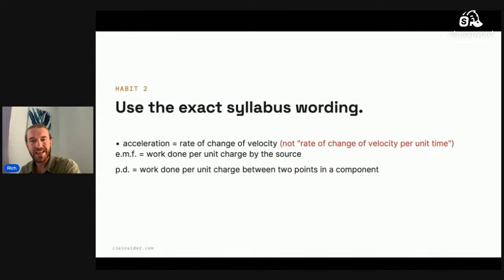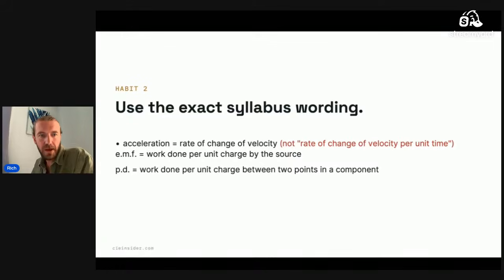But yeah, just be really careful with the terminology. You don't want to double define something. Rate of change of velocity is already change of velocity per unit time. If you then say per unit time afterwards, you're actually defining a different quantity. So we need to be really careful with that.